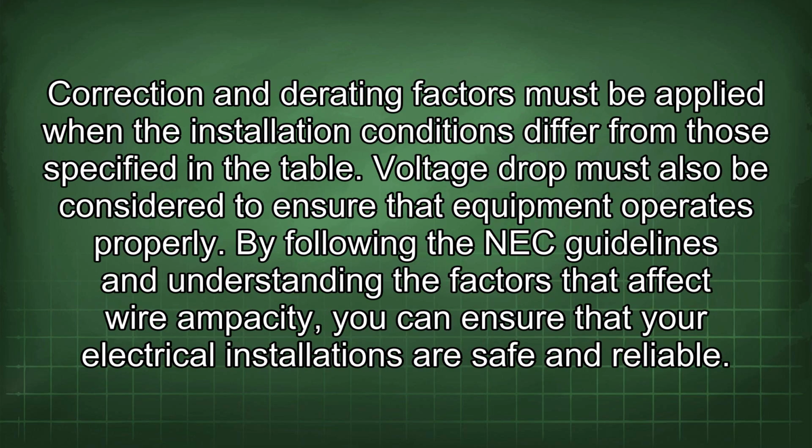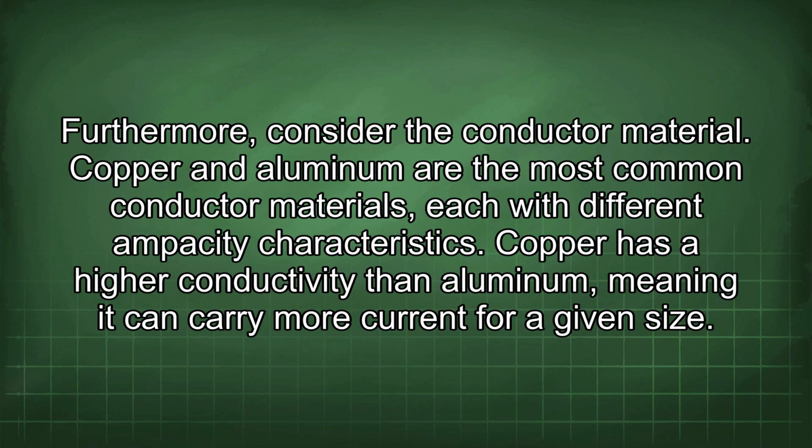Correction and derating factors must be applied when the installation conditions differ from those specified in the table. Voltage drop must also be considered to ensure that equipment operates properly. By following the NEC guidelines and understanding the factors that affect wire ampacity, you can ensure that your electrical installations are safe and reliable. Furthermore, consider the conductor material.